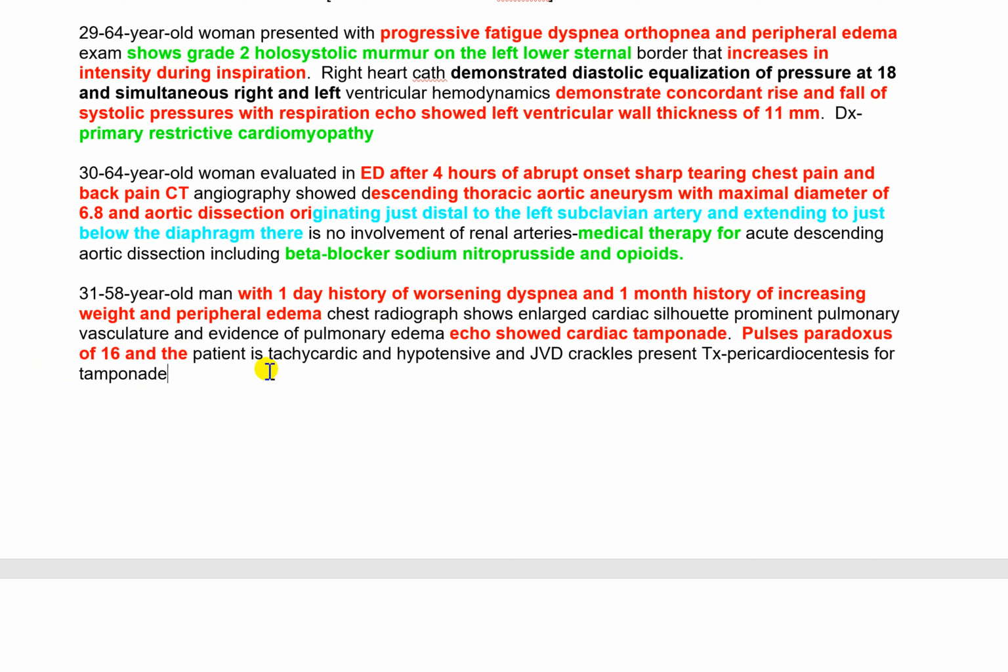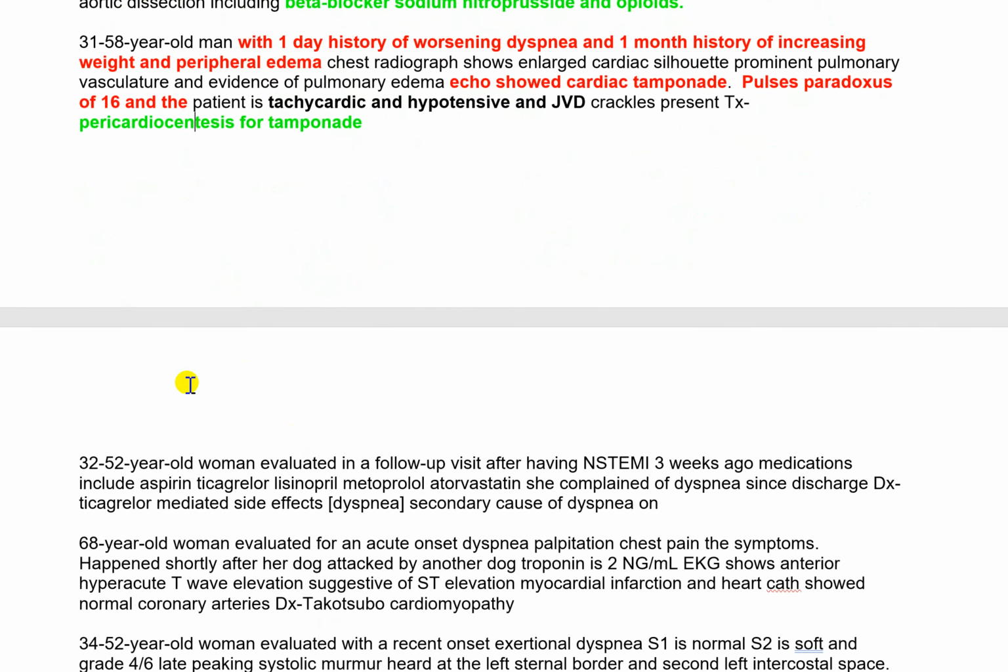Now, this is not the question. They give you even Beck's triad: JVD, hypotension, and tachycardia. This you've got to be aware of. How do you treat that patient? So they ask about the treatment. They literally just give you the diagnosis. They could have just summarized this question: how do you treat pericardial tamponade? Pericardiocentesis. Yeah, drain it, relieve the pressure. Okay.